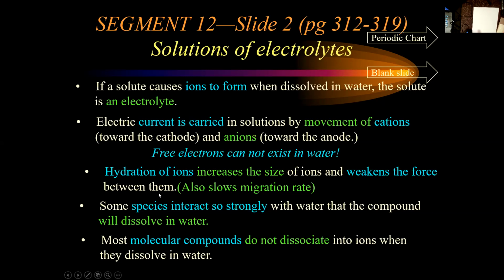So molecular compounds don't dissociate into ions when you put them into water. Typically, they stay together. And the molecular compounds are the ones that are not ionic. And that would be the ones whose electronegativities between their atoms is less than 2.